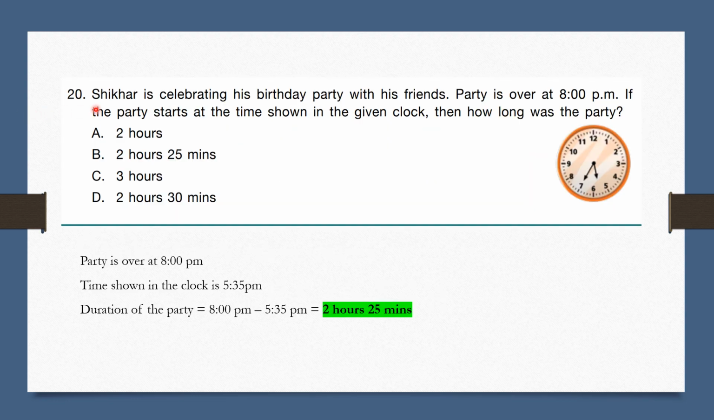Question number 20. Shikhar is celebrating his birthday party with his friends. Party is over at 8 p.m. If the party starts at the time shown in the given clock, then how long was the party? So the time shown in the clock is 5 and it is at the 7, so 35. So 5:35 p.m. party starts and it gets over by 8 p.m. So duration of the party is 8 p.m. minus 5:35 p.m. So 5:35 to 6 is 25 minutes and 6 to 8 is 2 hours. So total is 2 hours 25 minutes, which is option B.